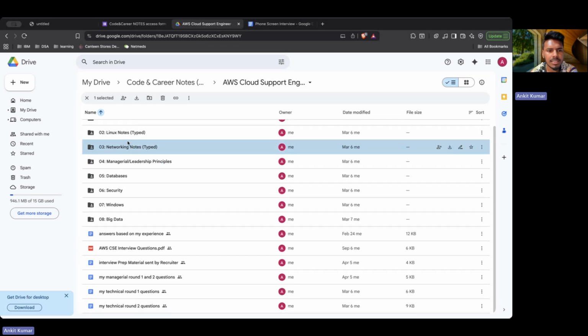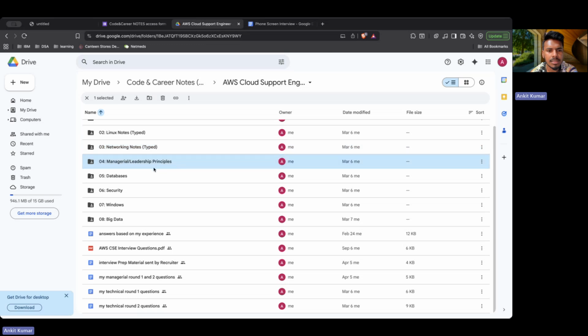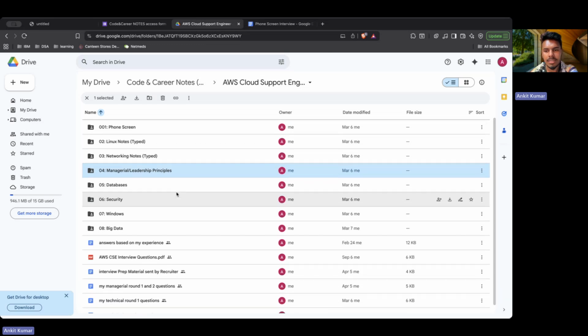And if you study these and this managerial round, because for cloud support associate only one managerial round will happen. For cloud support engineer, two managerial rounds will happen, and two technical rounds are common for both roles. One technical round will be on Linux, one technical round will be on networking. This is the most common one.